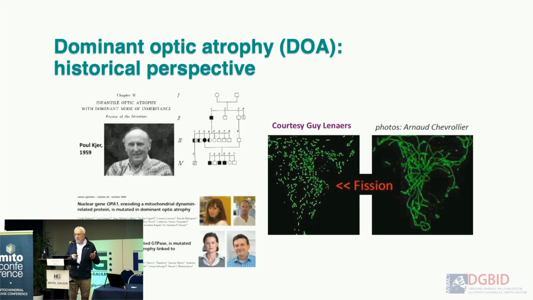So let's switch to dominant optic atrophy. This is the sister disease of Leber's. In 2000 was discovered to be associated with OPA1 mutations, and I guess 60–70% of patients are still nowadays being diagnosed with OPA1 mutations, dominant OPA1 mutations. OPA1 is a key gene in the machinery for fission and fusion for mitochondrial dynamics, and it does a lot of other things.